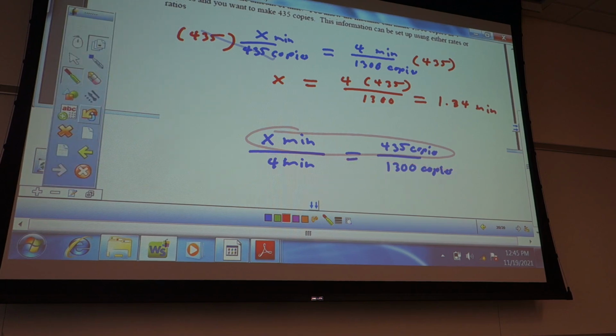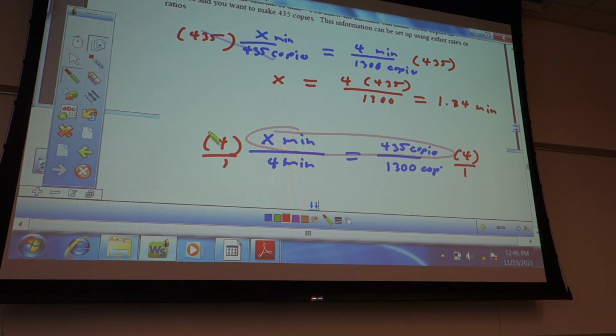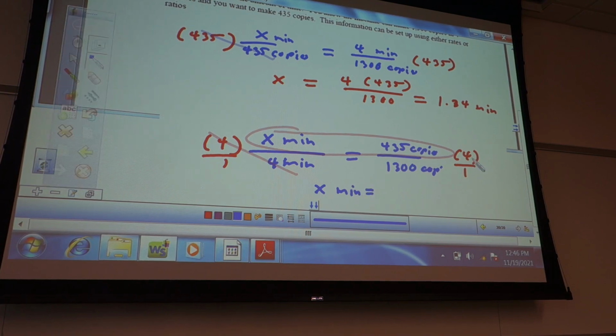Because what you'll do is, for this one, I'm going to multiply both sides by 4, right, to get rid of the 4 minutes. 4 over 1, if you want to think of it that way, if that helps you a little bit. Then these folks will cancel out, and I'll be left with X minutes equals, again, 435 times 4 divided by 1,300, 1.34 minutes. So you can do it either way.